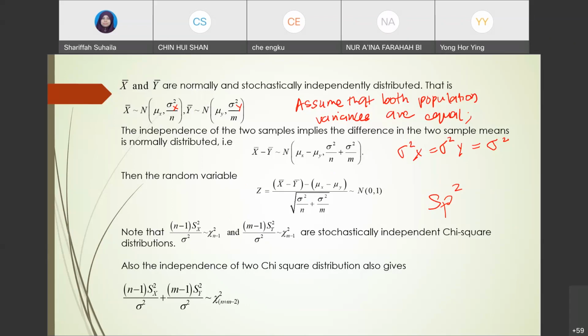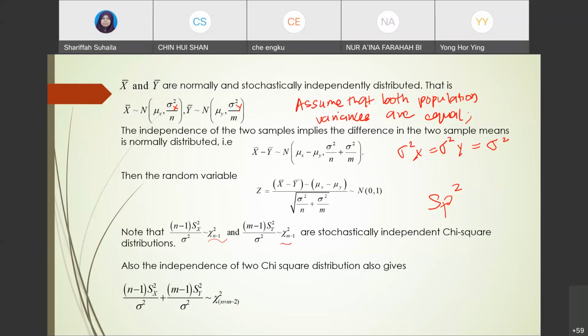Note that you have chi-square distribution. So since you have two random variable, x and also y, so we also have two independent chi-square distribution. So kita ada n minus 1 s square x over sigma square, which is chi-square n minus 1. So this one, m minus 1 s square y over sigma square is just chi-square m minus 1. Okay. So two independent chi-square distribution. Okay, this one is distributed as chi-square n plus m minus 2.